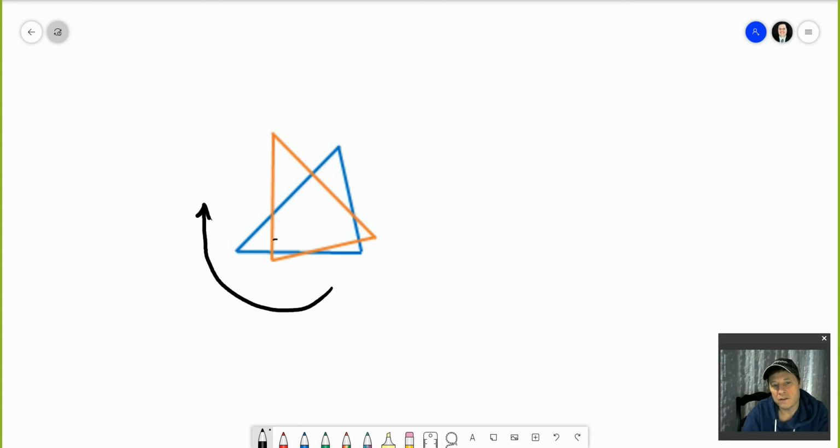The first 90-degree angle is here. Okay. The second 90-degree angle is here. And the third 90-degree angle is here. So if I wanted to know if these triangles were similar, I should be able to intersect one line of one triangle with another line of the second triangle and create a 90-degree angle between them.